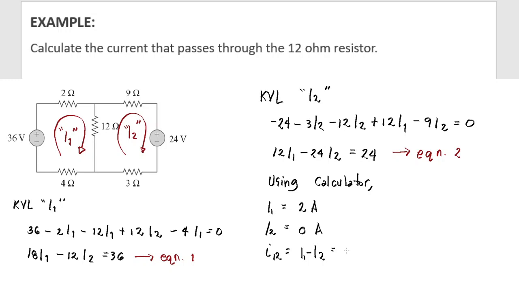Of course, 2 minus 0 is just 2 amperes. And what's the direction? Since we have I1 minus I2, our minuend is I1. Therefore, I'm following the direction of I1 to be the direction of my I12. So the direction of our I12 is downward. Now, we have solved the problem.